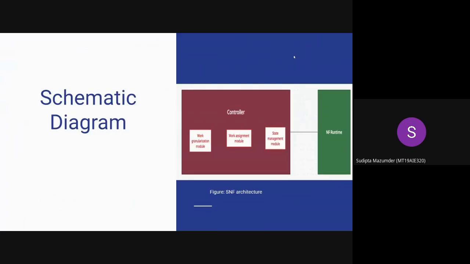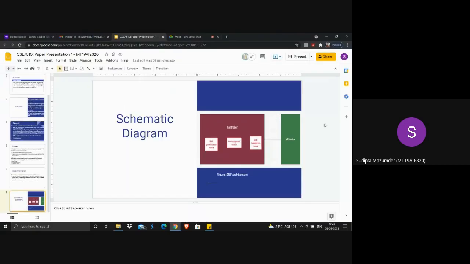Finally, this is the schematic diagram of the SNF architecture. As we can see, this is the controller which has the work granularization module, the work assignment module, and the state management module. Once it is done, it then goes through the NF runtime. With this, I will conclude my presentation. Thank you so much.